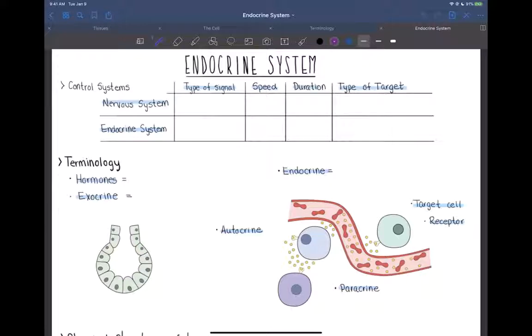All right, so first of all, in the human body, there are two types of control systems. Last semester in A&P 1, you learned about the nervous system, and now we are going to discuss the endocrine system. First, we're going to compare and contrast those two and figure out how they're similar and how they're different as far as their signaling. The type of signal sent by the nervous system would be an action potential, a nerve impulse.